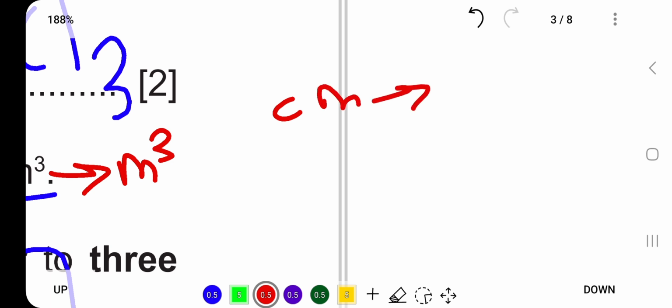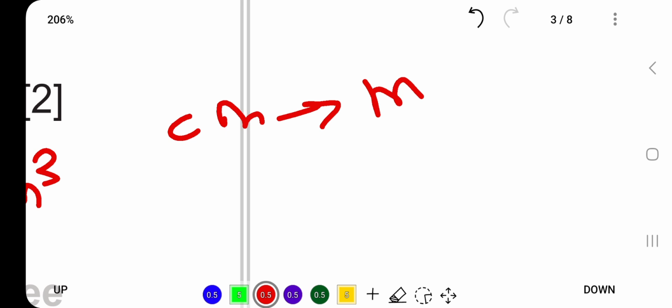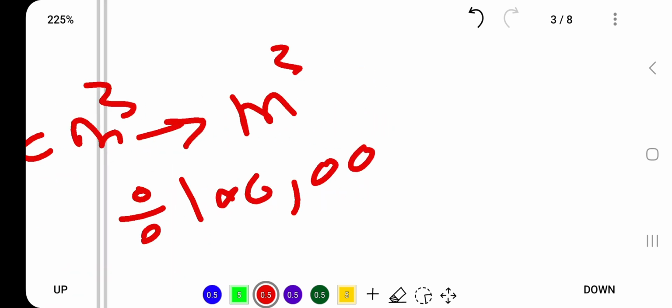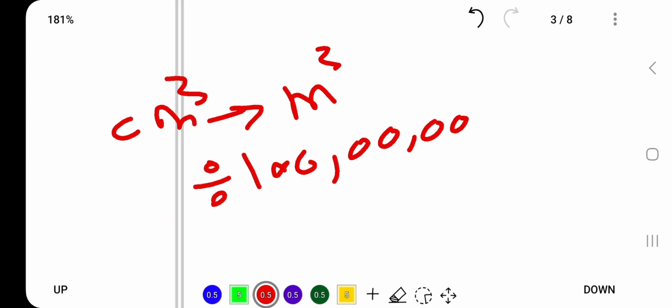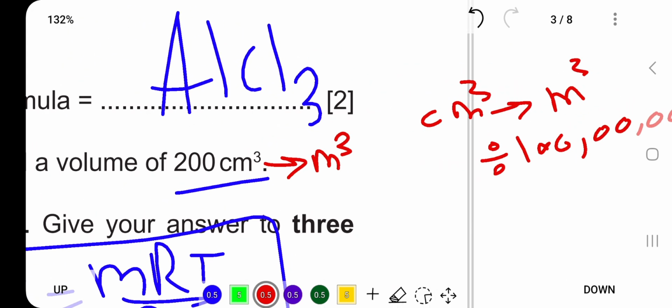Now a trick for you is centimeter. You can again learn it or understand it. Centimeter to m, we know that it is from small to big, so it is divide. Centimeter to m is divide by 100. But now since you have centimeter 3 to m, you're going to do that 3 times. And that is exactly how you change centimeter 3 to m3.